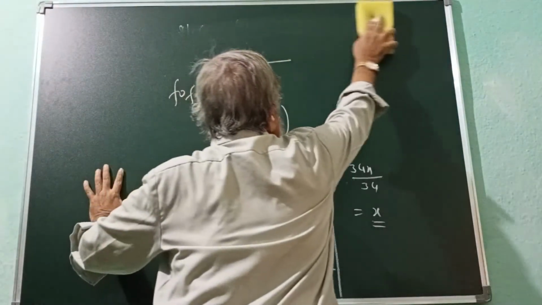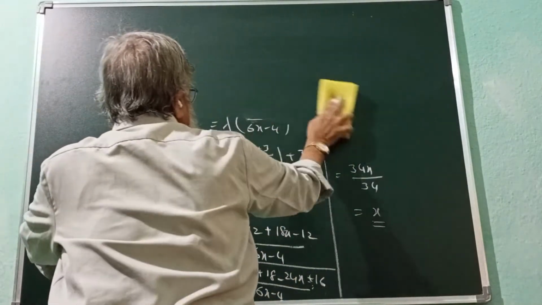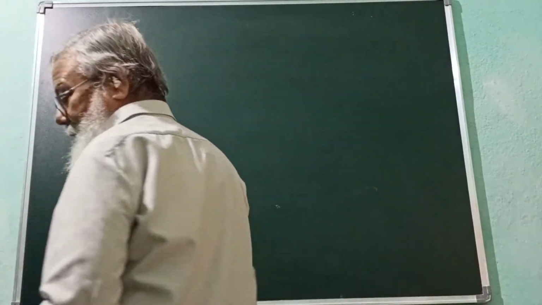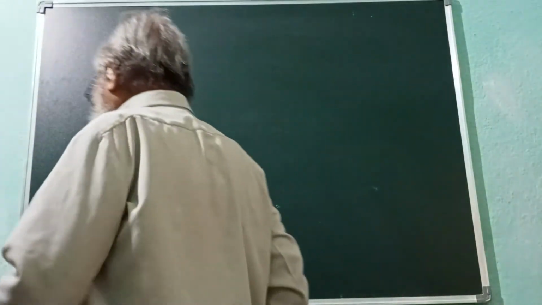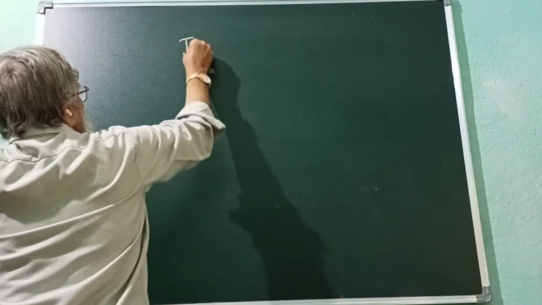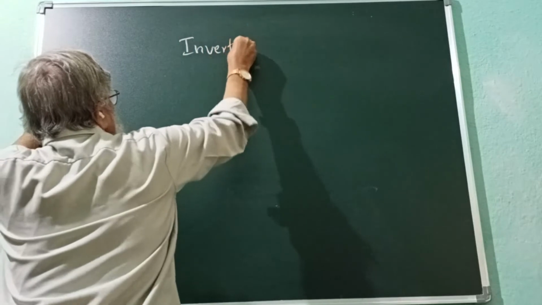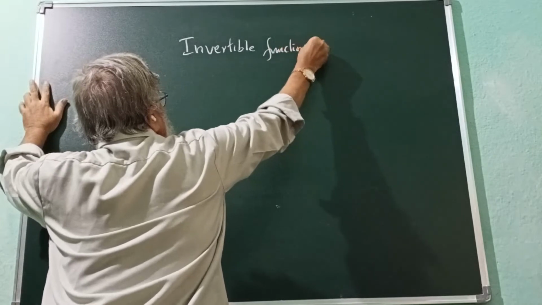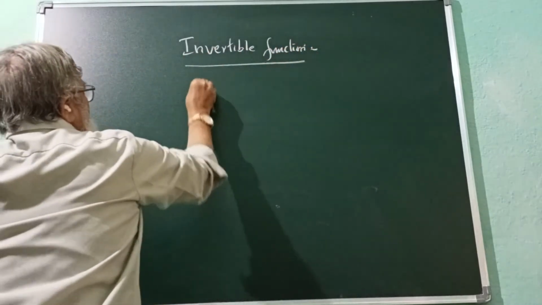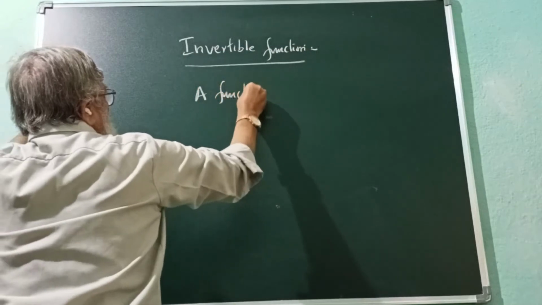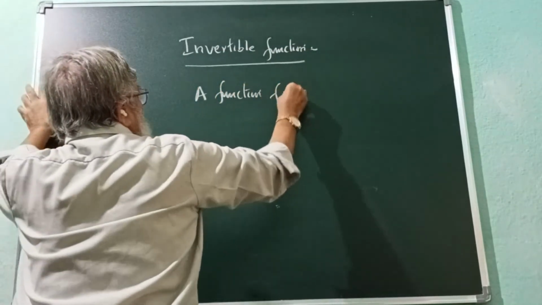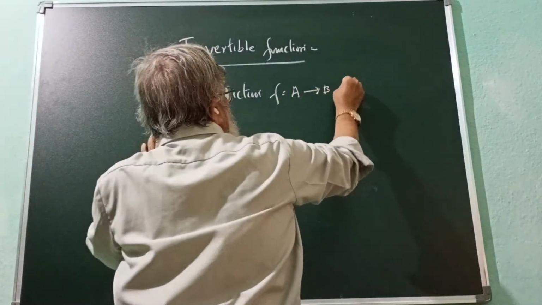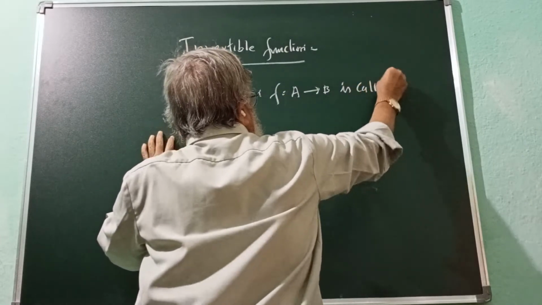Now with this we define an important property of functions, that is the invertible function. What are invertible functions? Invertible function. A function f from A to B is called invertible.